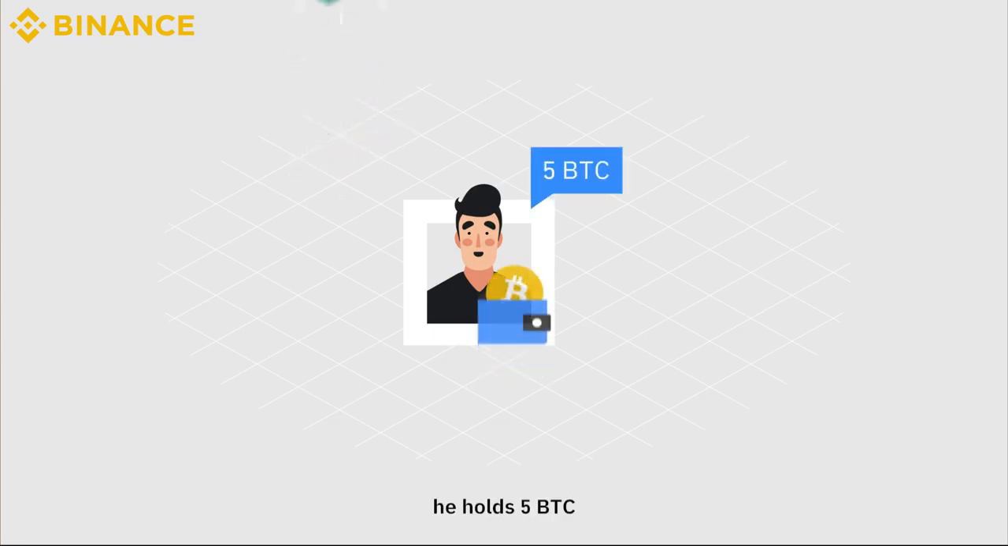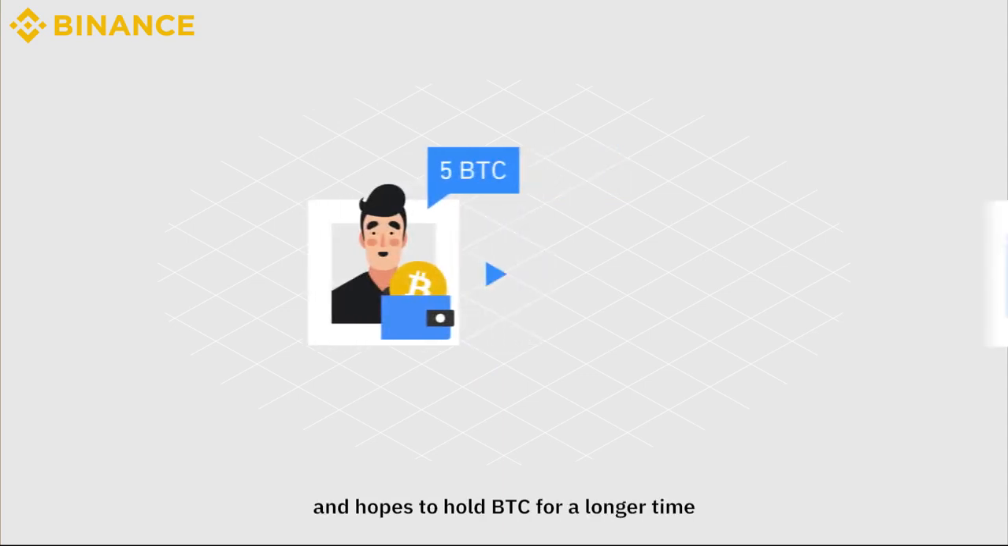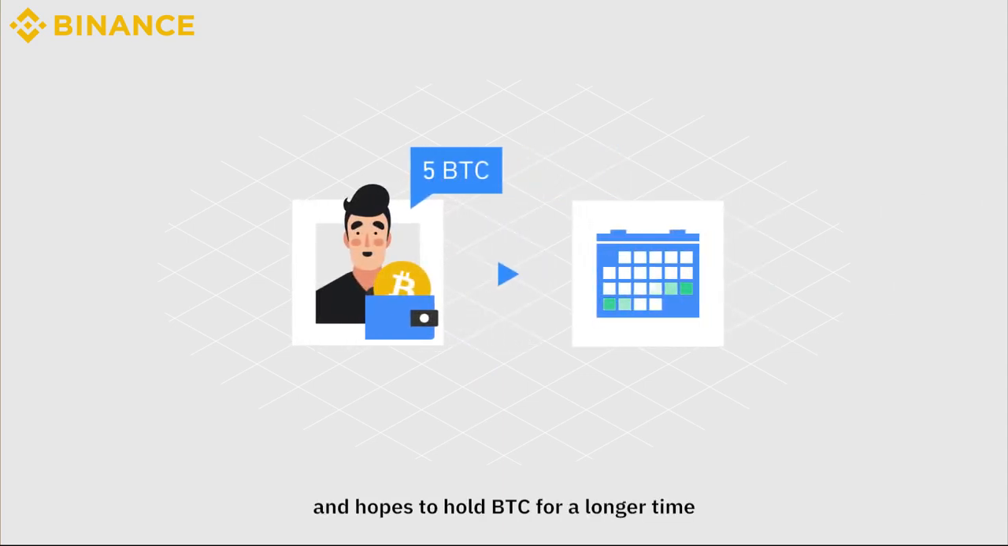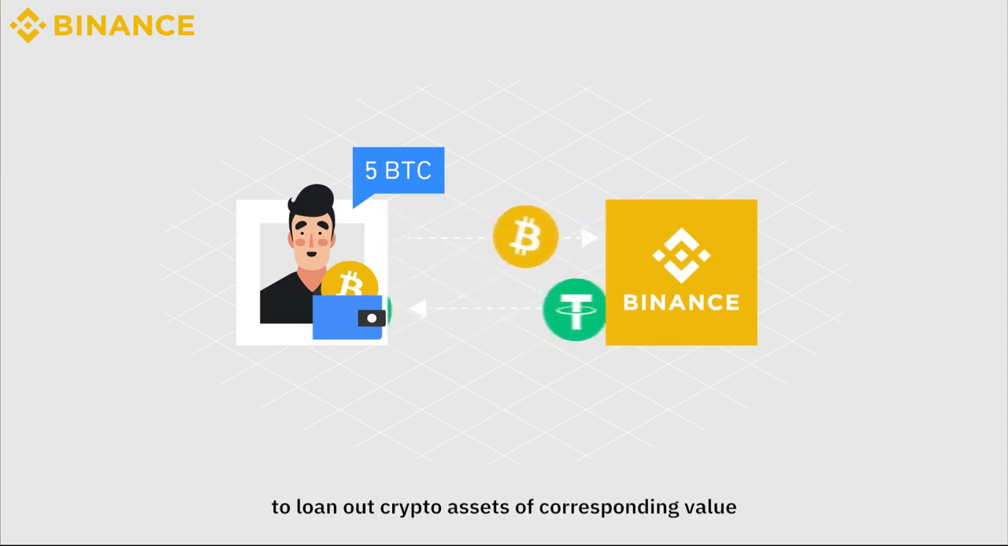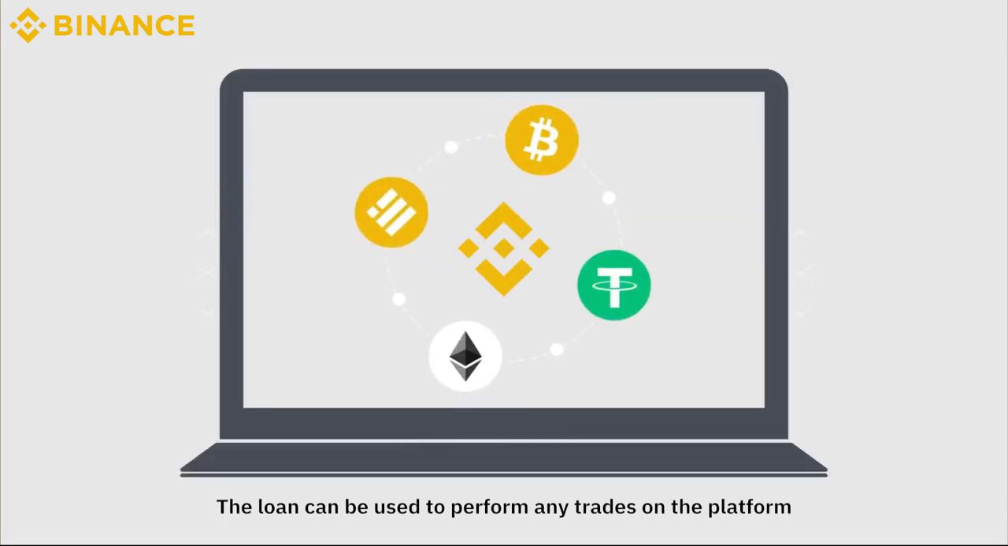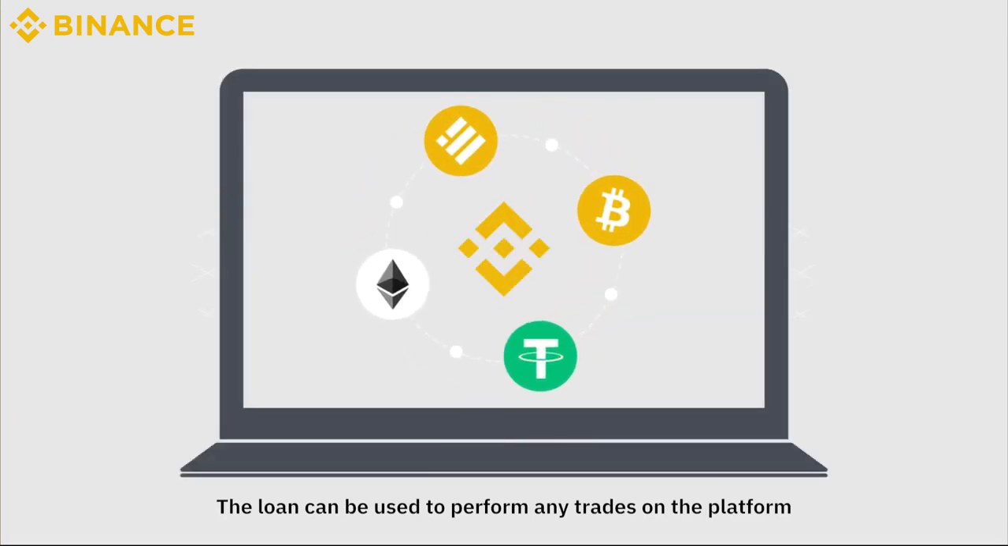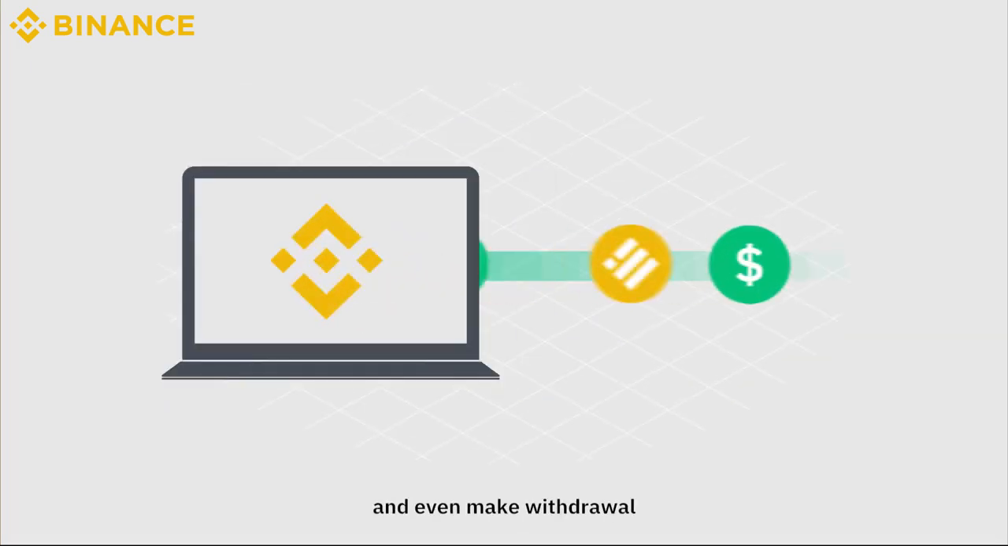At present, he holds 5 BTC and hopes to hold BTC for a longer time, and does not want to sell. At this time, he can use the 5 BTC as collateral to loan out crypto assets of corresponding value. The loan can be used to perform any trades on the platform and even make withdrawals.